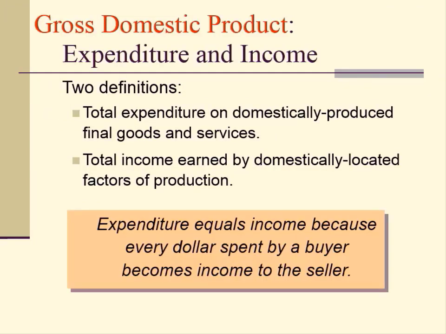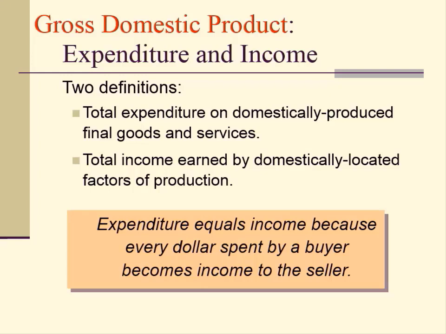Let's start with gross domestic product. You can define it as either: 1. Total expenditure on domestically produced final goods and services, or 2. Total income earned by domestically located factors of production. By the way, what are the factors of production? The factors of production are land, labor, capital, human capital, and entrepreneurship.